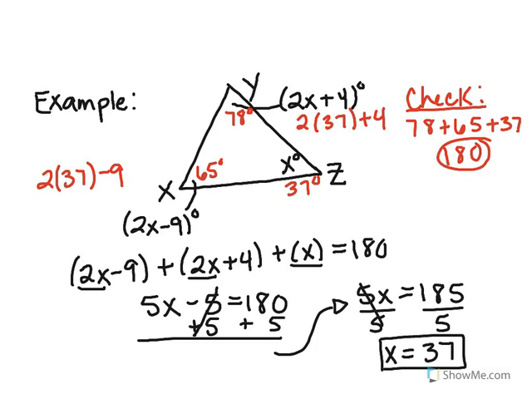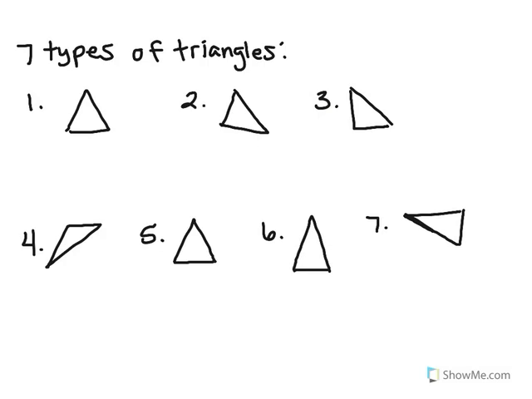And we have one more theorem to look at in this section. Alright, before we get to the other theorem, we need to know a little bit more about the kind of triangles that we have. And we have 7 different kinds of triangles. And you will be able to know what kind of triangles that you have based on certain information.